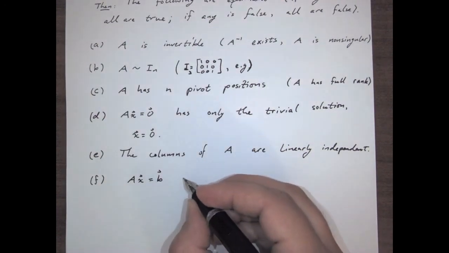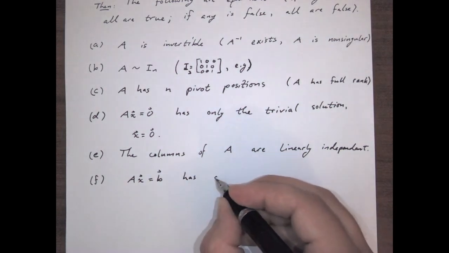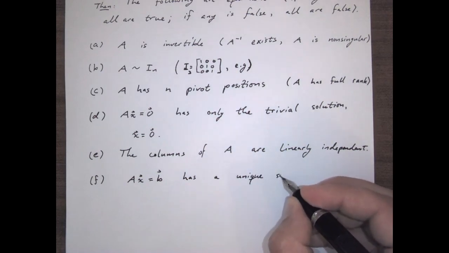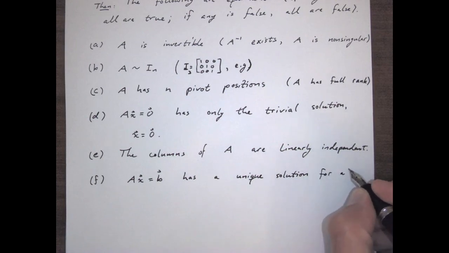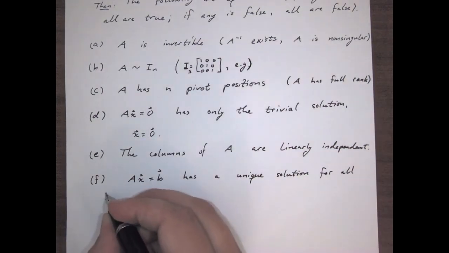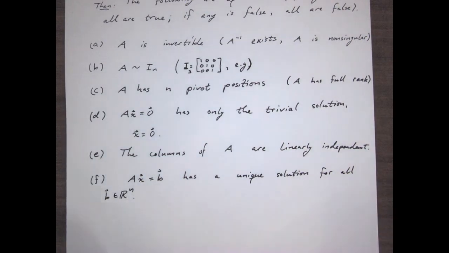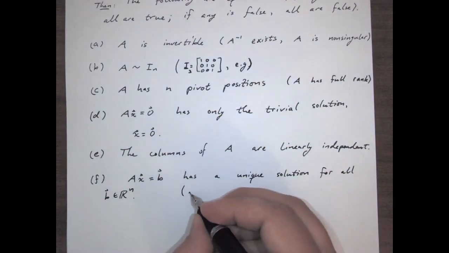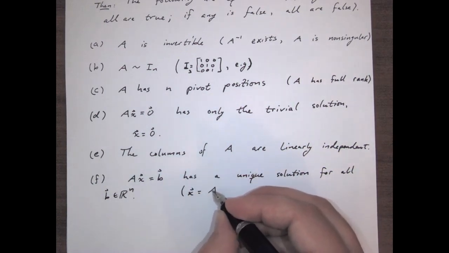Ax equals b has a solution, in fact has a unique solution, for all b in Rn. This was a consequence we saw in the last section, and in particular, we could even say what this solution would be. It's what you get when you cancel the A by multiplying by A inverse.